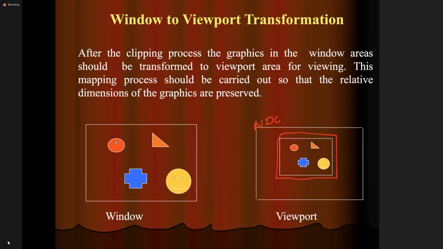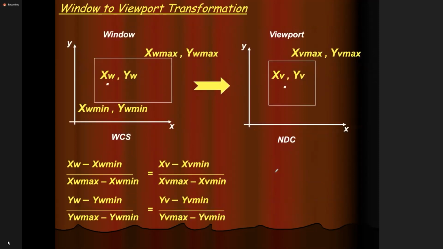Now in the window, if you take any pixel here, that pixel has a coordinate with respect to this window. Now what is the coordinate in this viewport? We have to calculate where we are going to put this pixel. Somewhere here it may be. So consider one pixel here. Where should we put that pixel in the viewport? We have to decide based on the dimensions of that window and the viewport. This is the window's world coordinate system. This is the normalized device coordinate system. Normalized device coordinate system means screen.